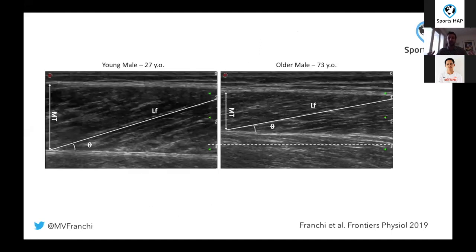And if you think about this in terms of architecture, we have here 2 images with the same scale, with the same probe, acquired from the vastus lateralis of a young male and from an older male. You can really appreciate that not only the size changes, but also the pennation angle is very different. So this plasticity, you see it also across the lifespan.